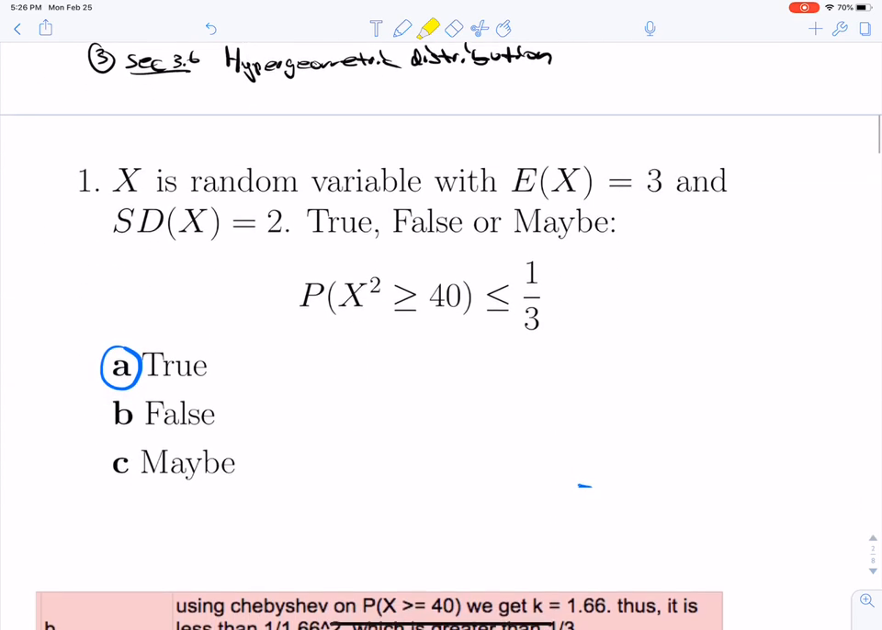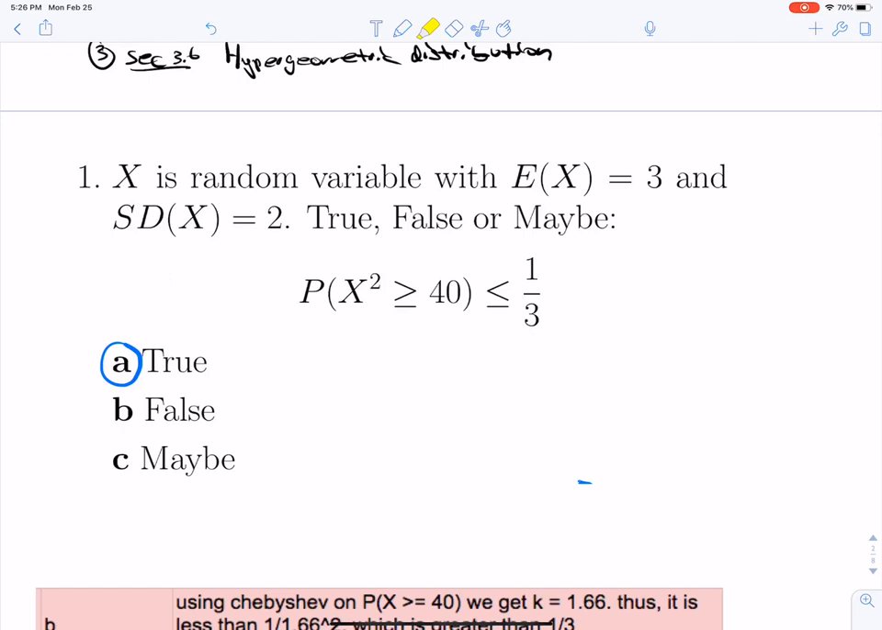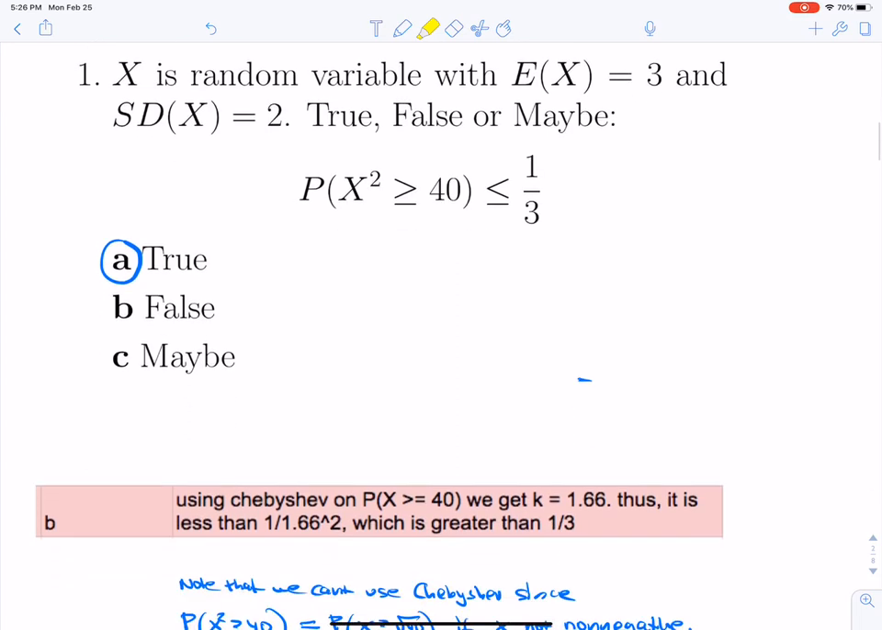So last time, if X is a random variable with expectation of X is 3 and the standard deviation of X is 2, then the probability that X squared is greater than or equal to 40 is less than or equal to 1/3. Is this true? Let's see what one student writes. Using Chebyshev on probability that X is greater than or equal to 40, we get k is 1.66, thus it's less than 1 over 1.66 squared, which is greater than 1/3.